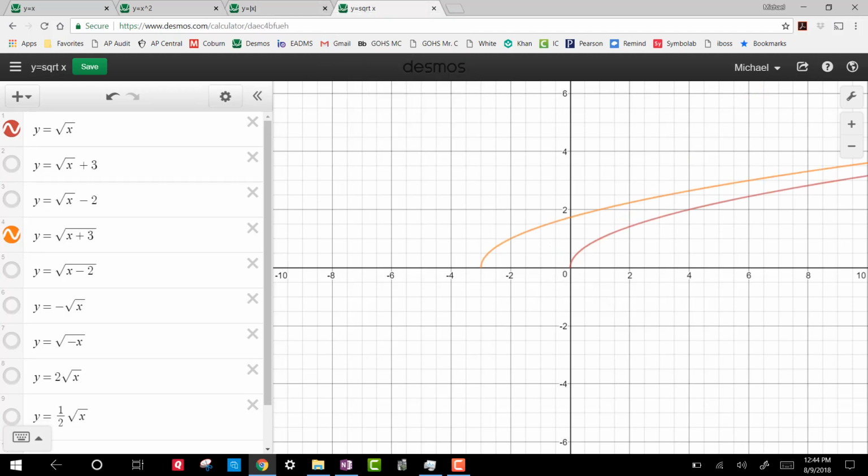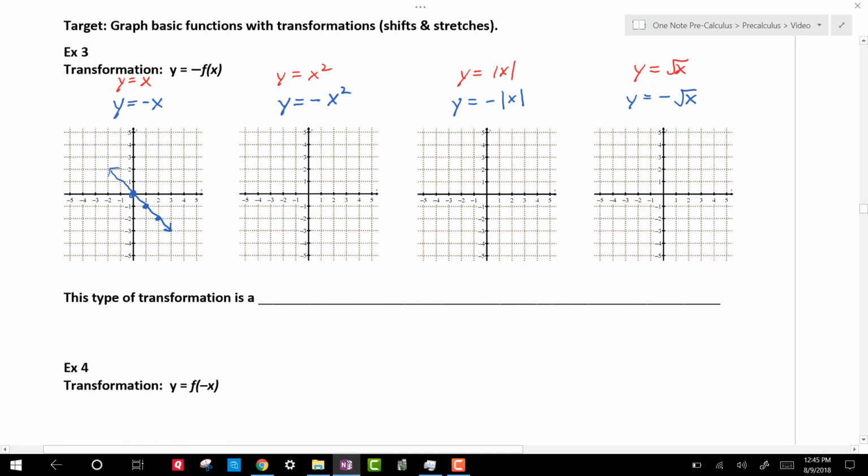Square root function. Take off that guy, put in the negative. Oh, now this one's kind of interesting. It's still reflected. Notice the points that reflected. The (0, 0) stayed in the same spot. But this point at (1, 1) is now at (1, negative 1). This point that was at (4, 2) is now at (4, negative 2). So it's still flipped over the x-axis. So these guys are reflections.